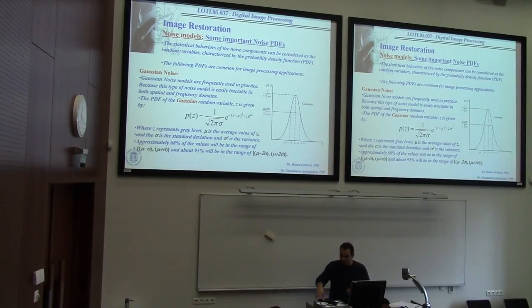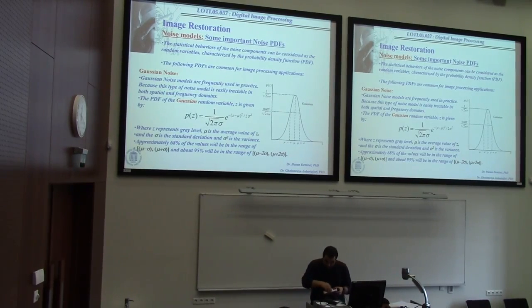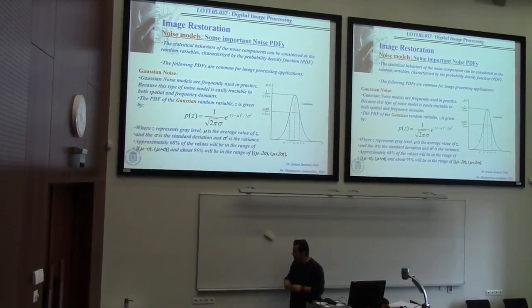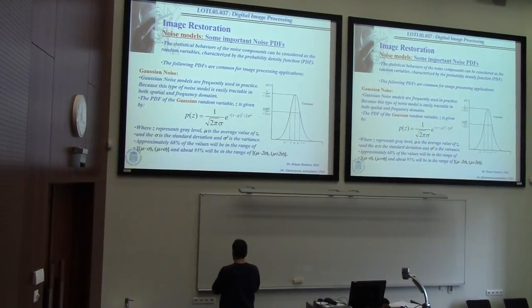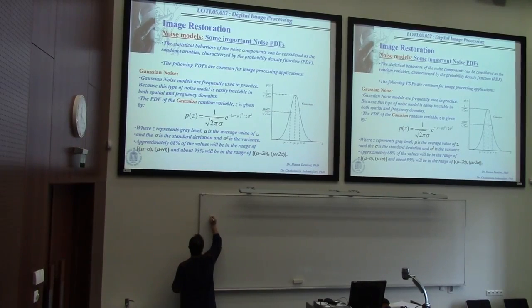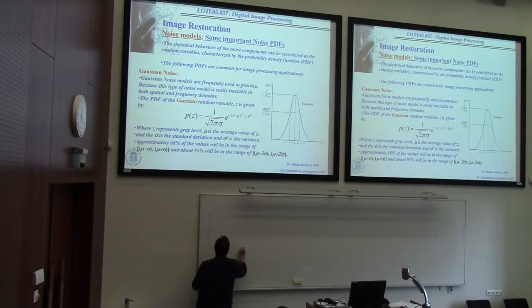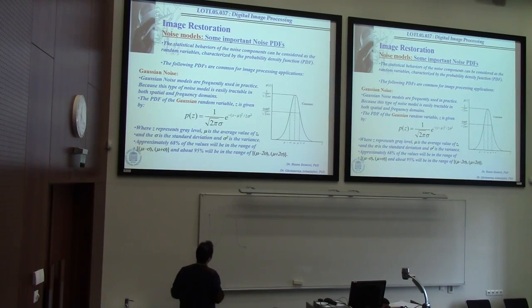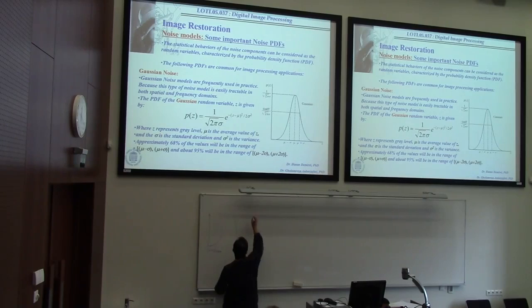Later we will use this shape and PDF, then I will draw it here. Okay, for the Gaussian, it has a shape like this. It's a little close to that. Okay, for Gaussian, we have this PDF for Gaussian.